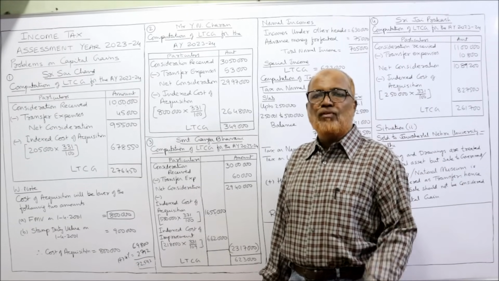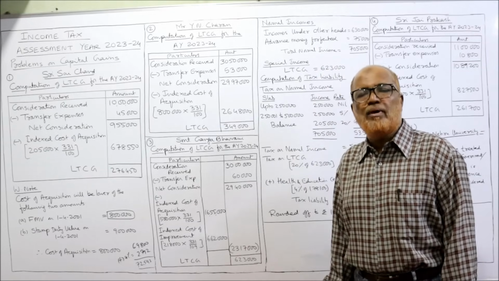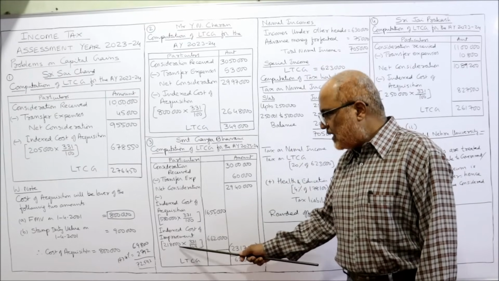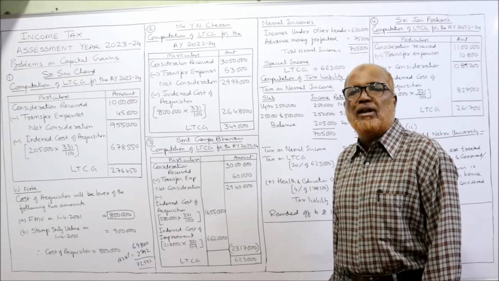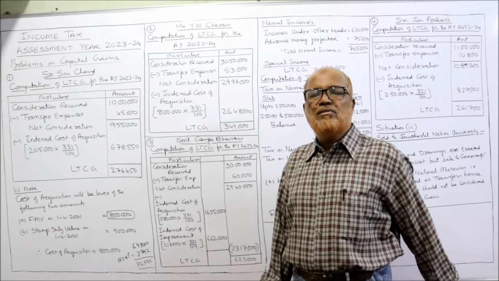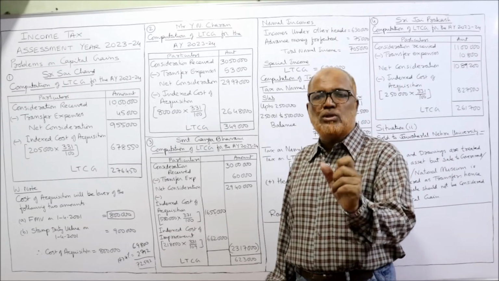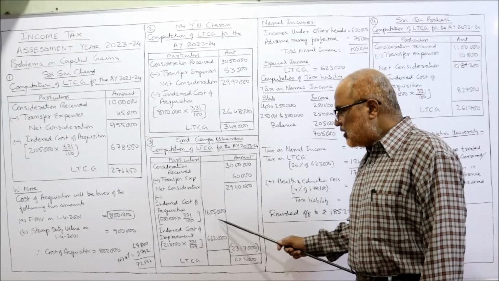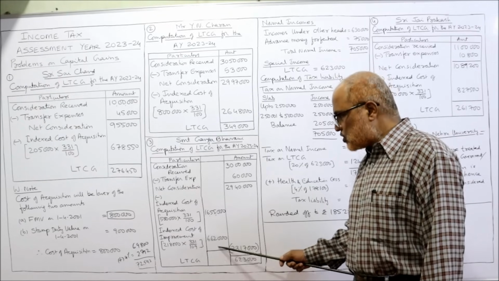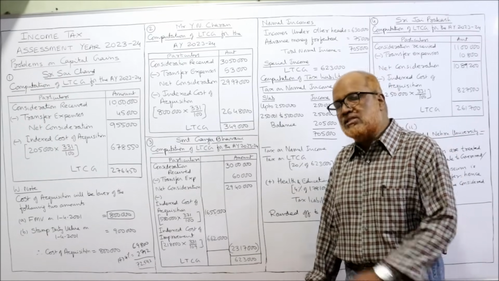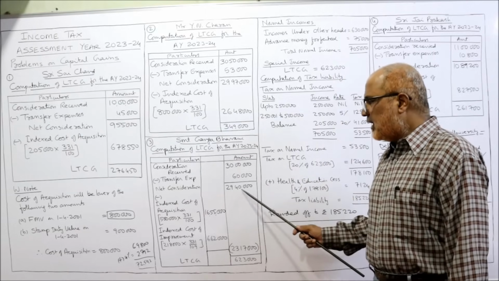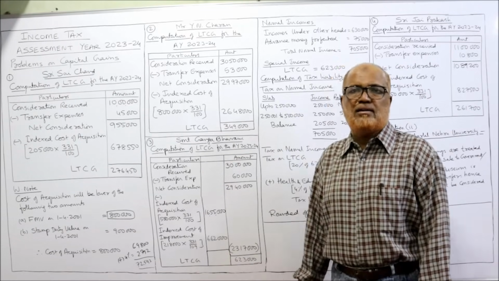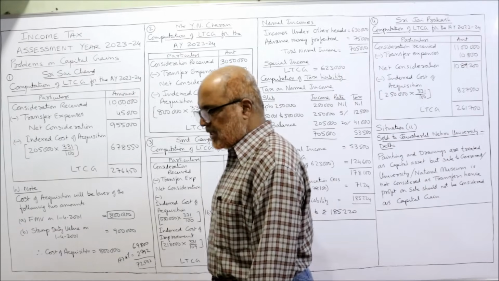Now the indexed cost of improvement. She made the improvement in 2003-2004. The amount is 2,18,000, so 2,18,000 into 331 divided by 109. In the problem, the index number for 2003-2004 is given as 109. So it comes to 6,62,000. Take the total of indexed cost of acquisition and indexed cost of improvement. It comes to 23,17,000. Subtract: 29,40,000 minus 23,17,000, you get 6,23,000 as LTCG, long-term capital gain.